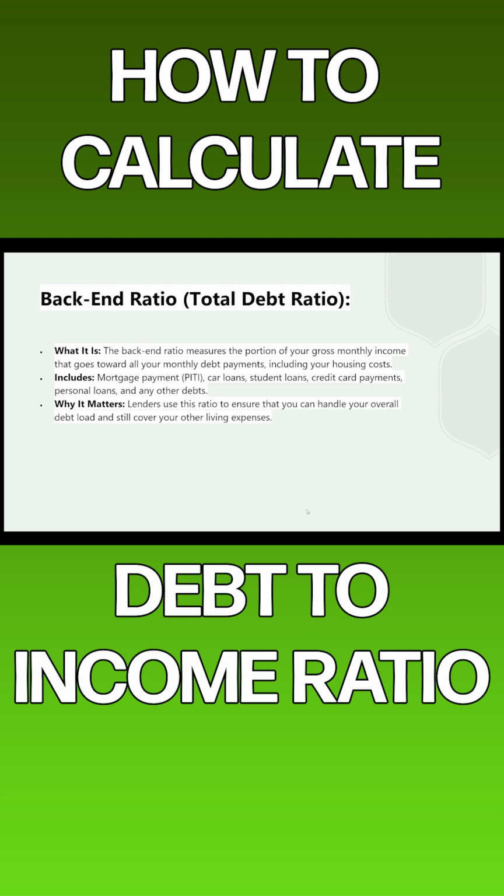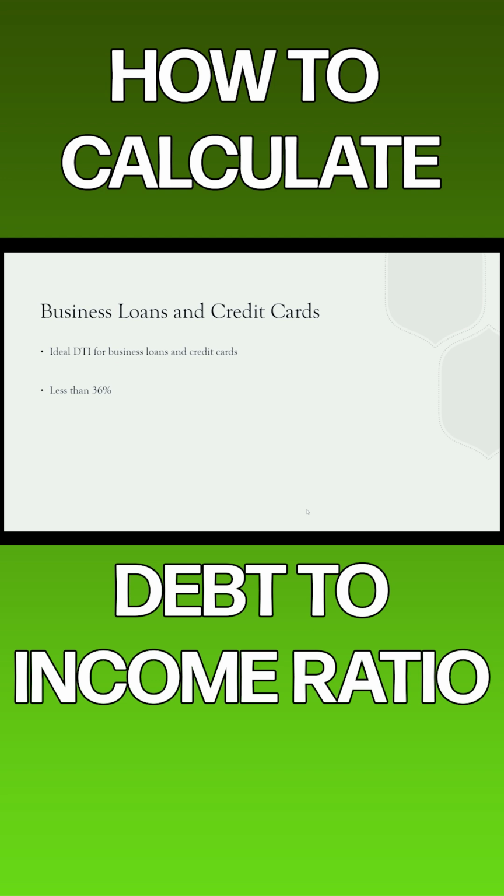So if you need to pay something off, pay it off before you walk into the bank or apply for any type of credit, so that you know that your debt to income ratio is within the acceptable range. Okay, business loans and credit cards, ideally the debt to income ratio should be less than 36%. Does this mean that you can't get a credit card? Not necessarily, but you will probably be paying a very high interest rate. So again, you want to try to get your debt to income ratio less than 36%.